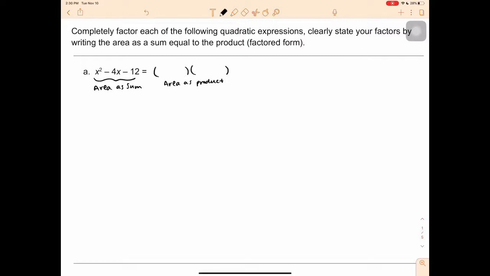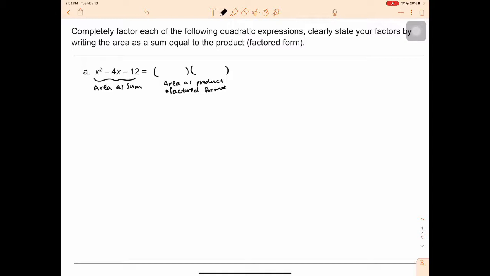So normally I would give you the area as a product, which is called the factored form of a quadratic. I would give you the factored form and you would have to tell me, okay, well then what is the area as a sum? Like what if we multiply this all together? But now you were given the area as a sum and you were asked to find the factored form.